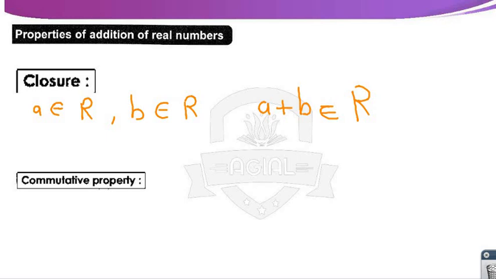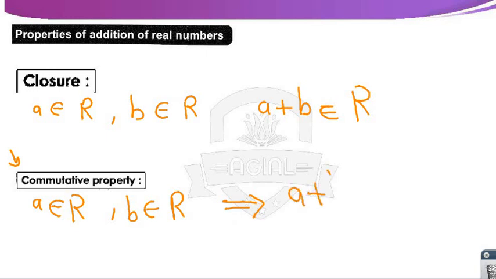The second property is the commutative property. If we have A belongs to R and B belongs to R, then A plus B equals B plus A. If we add A plus B, it is like B plus A; we change the two numbers.